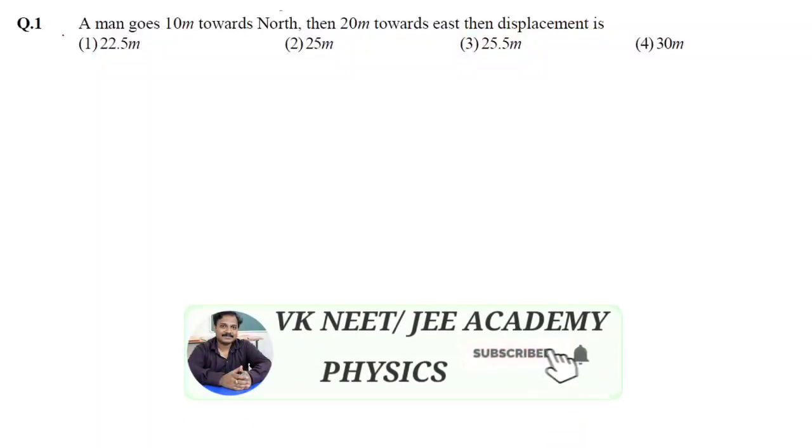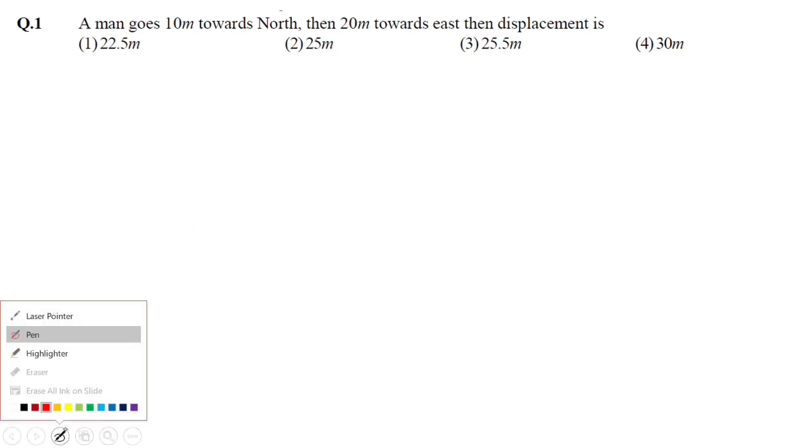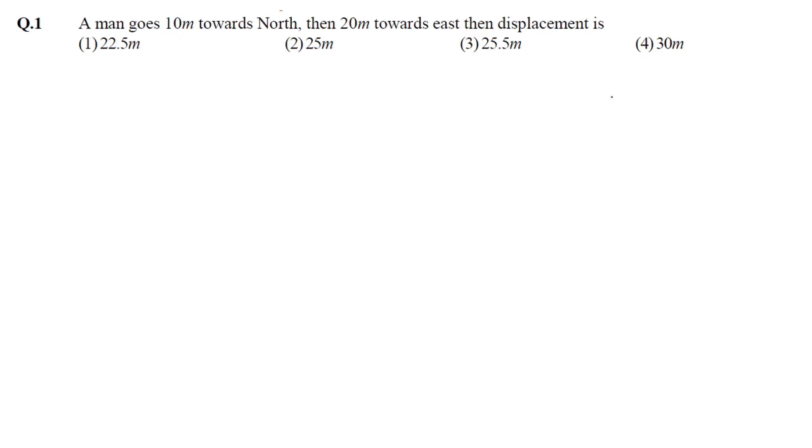Hi children, today we are going to discuss some of the very important questions related to the chapter motion in a straight line. See the first question. A man goes 10 meter towards north and then 20 meter towards east.